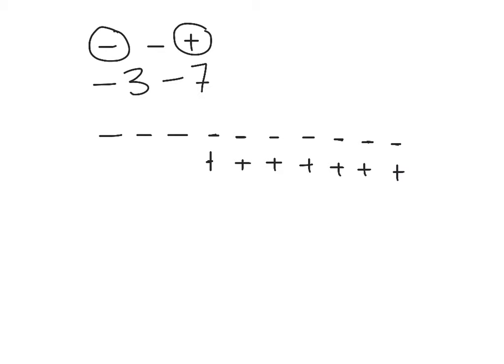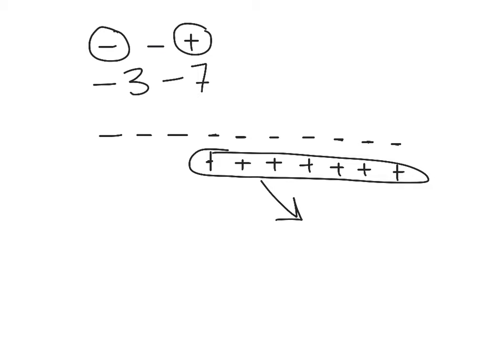So I have negative 3 take away positive 7. Well, here are my positives that get taken away. And I'm left with 1, 2, 3, 4, 5, 6, 7, 8, 9, 10 negatives. So my answer is negative 10.